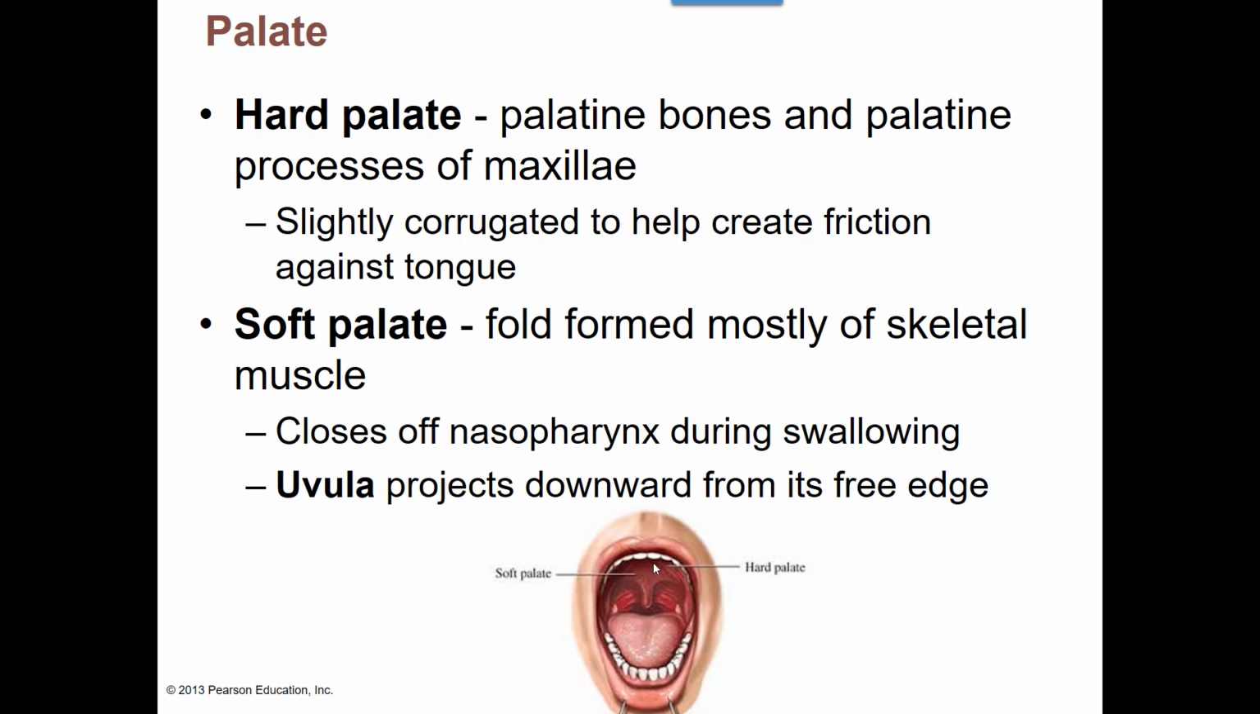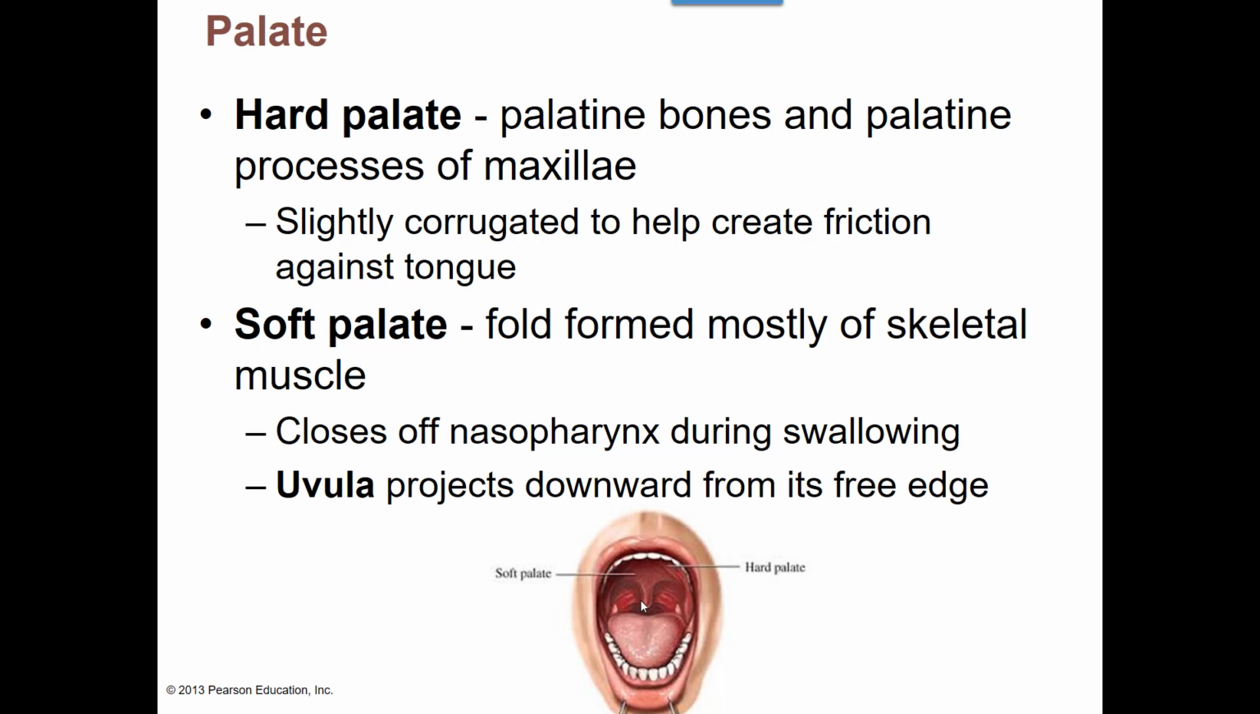As you go further back, the bone runs out, and we end up having soft palate tissue. It's made mostly of skeletal muscle, and it helps aid in swallowing. It's going to close off the nasopharynx when you swallow, so food goes down, not up into the nose. And the uvula that hangs down right there is hanging off of that soft palate. It also helps close off that airway when you swallow, so food doesn't go up. Again, we're hoping for a one-way direction.